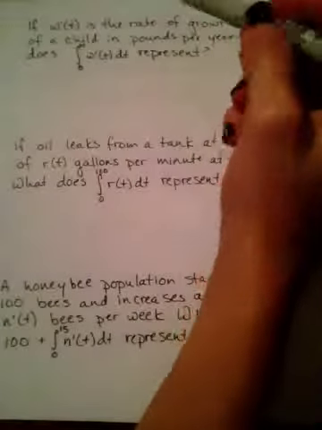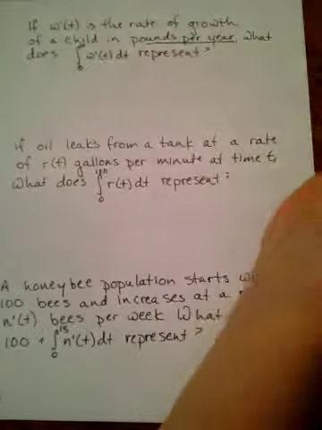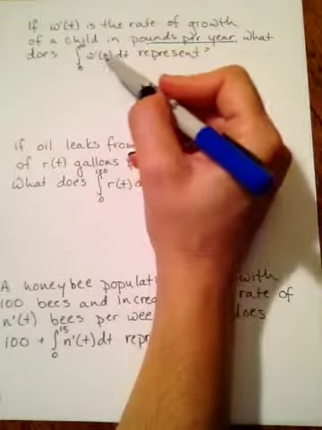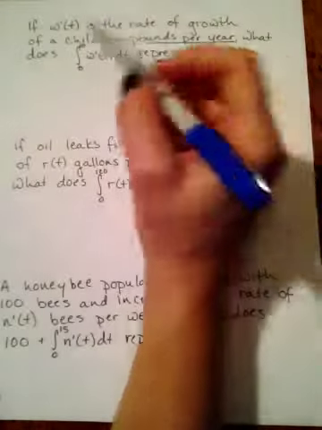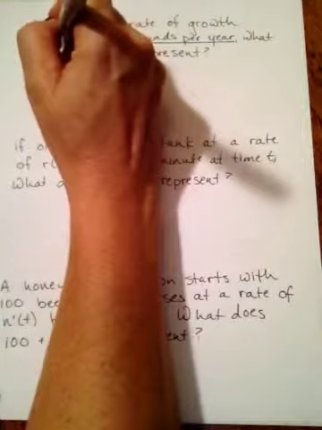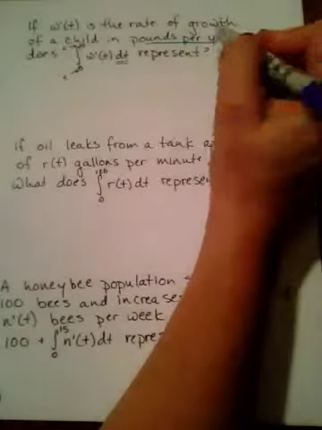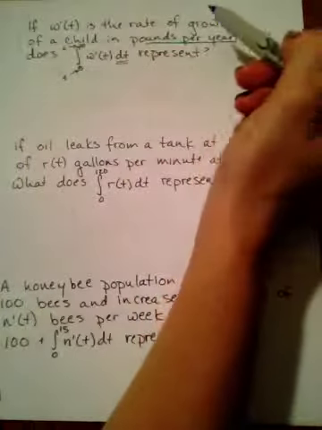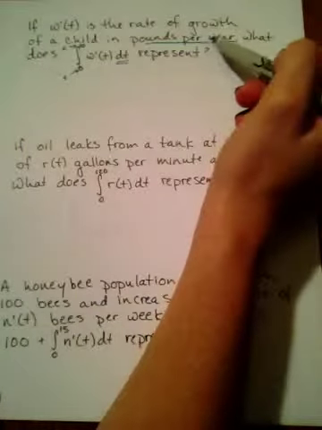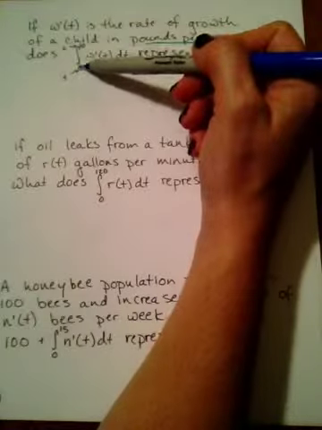If w prime of t is the rate of growth of a child in pounds per year, so note you're starting with a rate, what does the integral from 5 to 10 of w prime of t dt represent? Well, because this is a dt, this has to be some function of t, but these are also t values. So we're starting at t equals 5, and we're going to t equals 10. So you come up here and say, what's t measured in? Well, it's our time, because w prime of t is rate of growth of a child in pounds per year. We're going to say our t is in years. So this represents something from when the child was 5 years old to 10 years old.